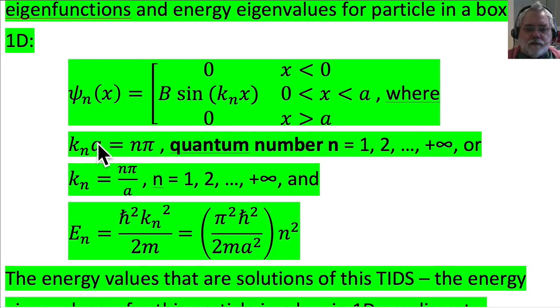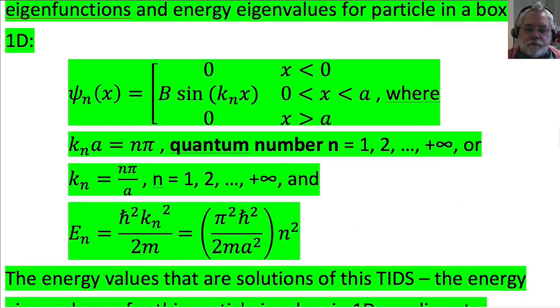We can rewrite this to move a on to the right-hand side. K sub n equals n times pi over a for n equals 1, 2, up to infinity. And now that we know k sub n, we know the energy eigenvalue E sub n. E sub n equals h bar squared k squared over 2m. And if we substitute the value for k sub n and rearrange, we get that energy equals pi squared h bar squared over 2ma squared times n squared.